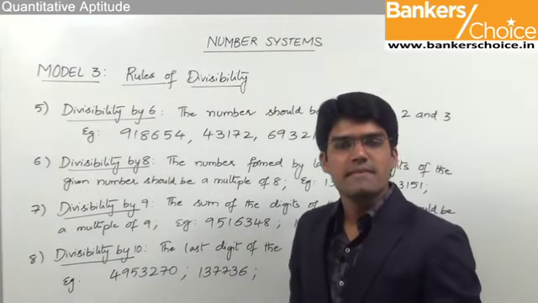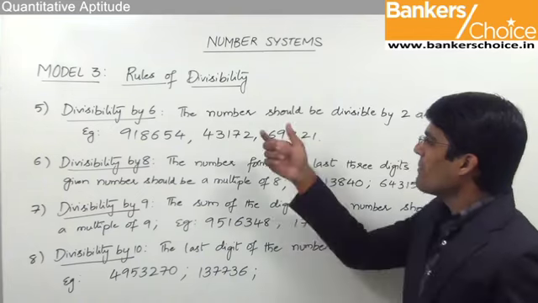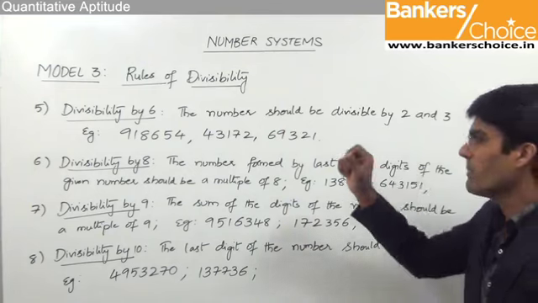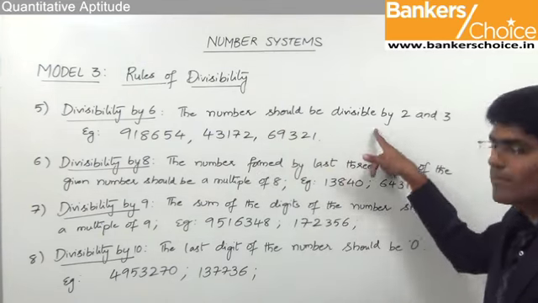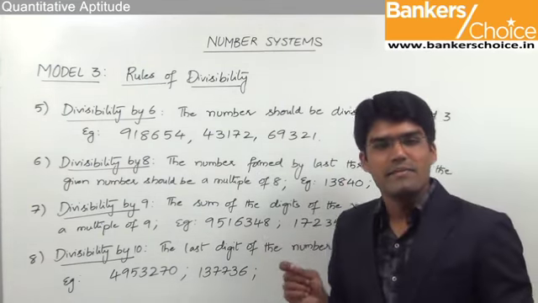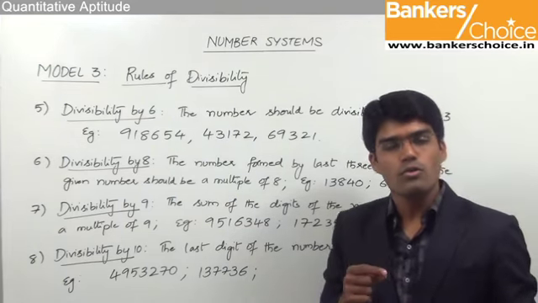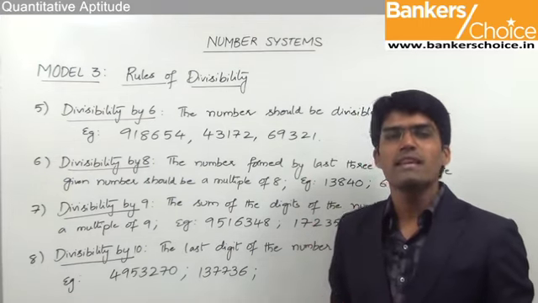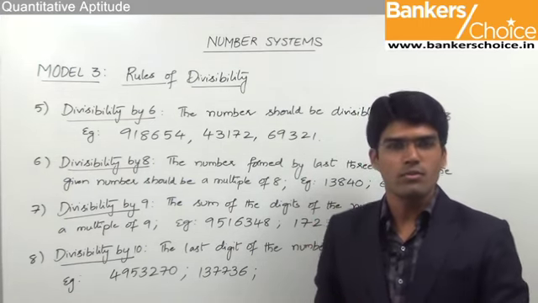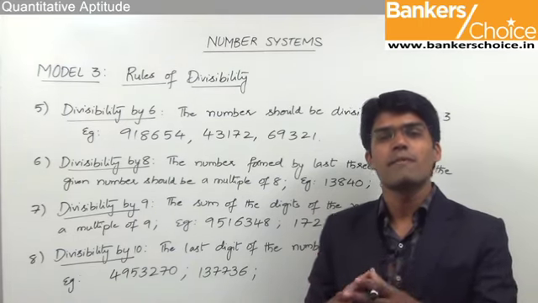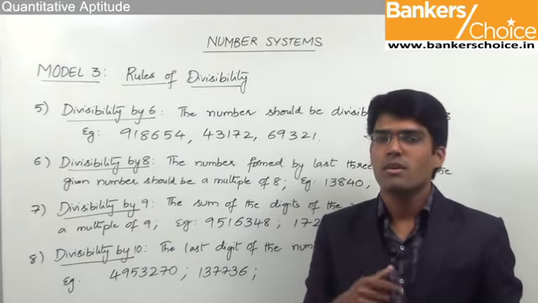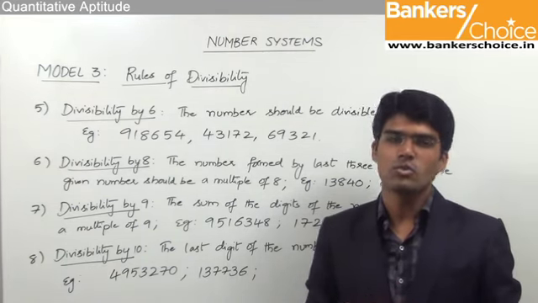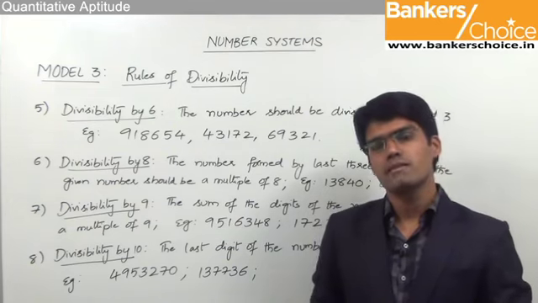The next one here is divisibility by 6. Now a number is divisible by 6 if it is divisible by 2 and 3. So for a number to be divisible by 6, it should be divisible by 2 as well as 3. And we have already learned the divisibility rule for 2 and 3. That means for a number to be divisible by 2, it has to be an even number, because that's the divisibility rule for 2, and at the same time the sum of its digits should be a multiple of 3. Why? Because that is the divisibility rule for 3. So when both the divisibility rules of 3 and 2 are satisfied, then the number is divisible by 6 as well.